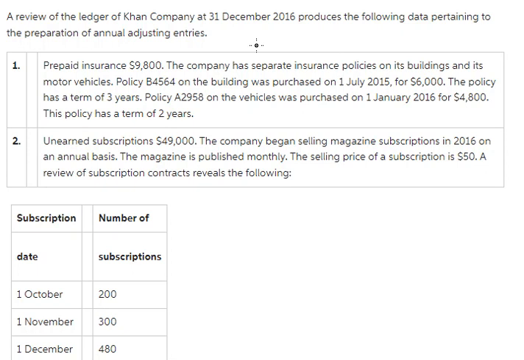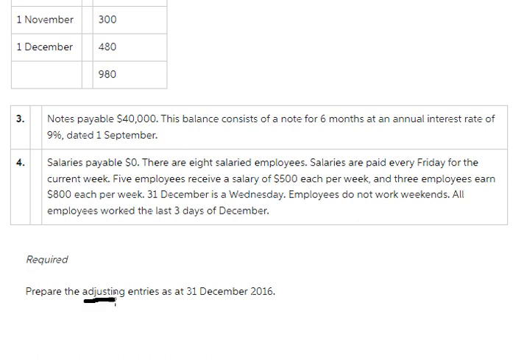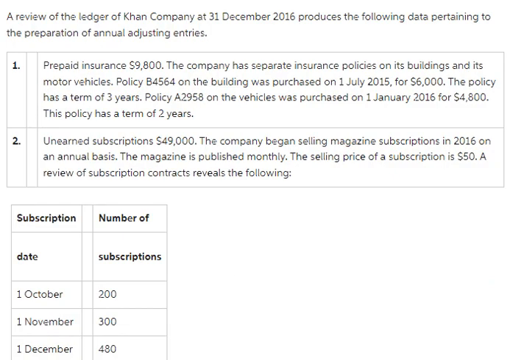Hello everybody. So today I want to show you how to do the adjusting entries. Question number 1. We have prepaid insurance of about 9,800 and we know that there are two things. The first one is for the building, about 6,000, purchased on 1st July 2015, and the policy is for 3 years. The next one is on 1st January, about 4,800, and that is for 2 years.